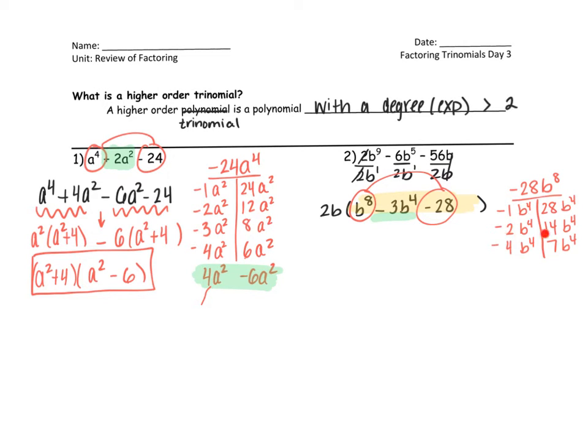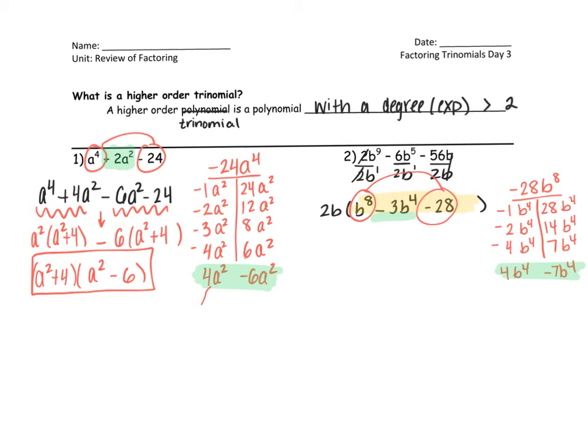Too big, not going to work. Negative 4 plus 7. That's actually a positive 3, so if I want to get a negative 3, I just have to switch it. So 4b to the 4th and a negative 7b to the 4th will work. So this is going to be the pair that's going to add.